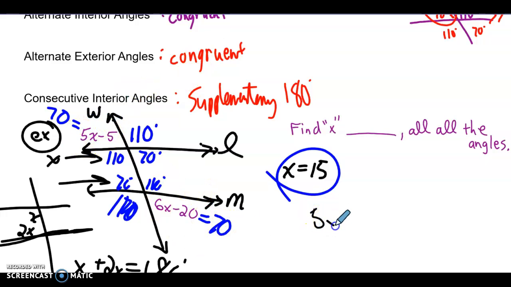So 5x minus 5 equals 6x minus 20. And then you solve and you get x equals 15. Plug 15 in, you get 70. And that's how you fill in everything that goes into these.